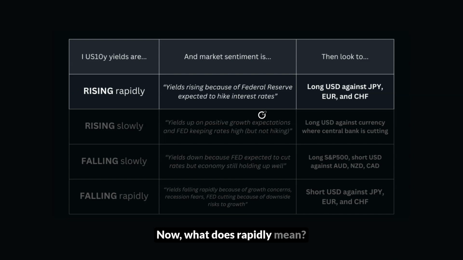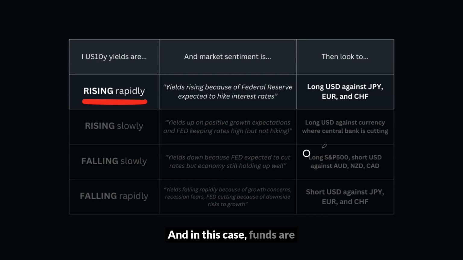Now, what does rapidly mean? It means the market is freaking out a little bit here, okay? Inflation may have printed hot, or the central bank maybe came out swinging, talking about a rate hike and a cycle of rate hikes, okay? So yields are rising because the Federal Reserve is expected to hike interest rates. So it's a context in which yields don't just drift slowly up, they go rocket up.